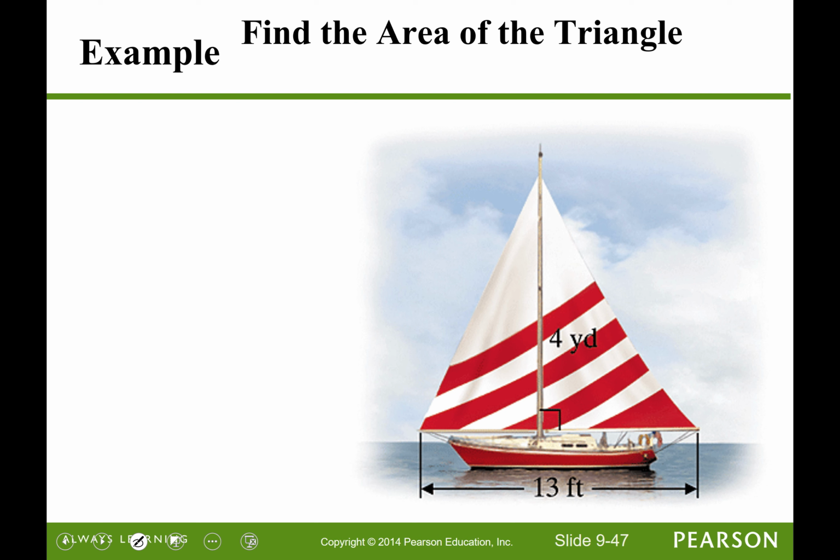Okay, finding the area of a triangle. So you know the formula. It is 1/2 base times height. So go ahead and pause this video and see if you can find the area of that triangular sail.